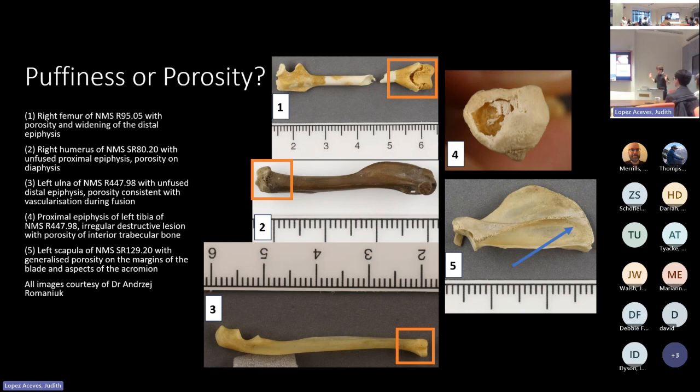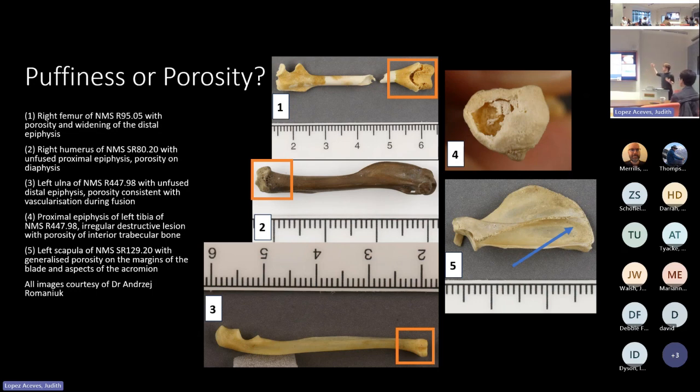So, as I was saying earlier about the puffiness and porosity, what we see here are a couple different examples that Dr. Andre Romaniuk pointed out to me. Some of these might, again, be age-related. The long bones when you're a juvenile aren't fused completely, so we see this porosity resulting from vascularization of the bones because they haven't fused yet.